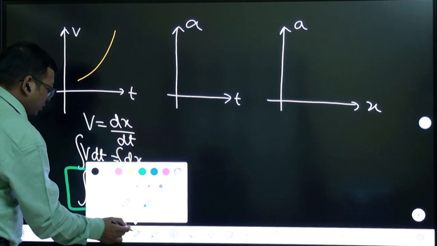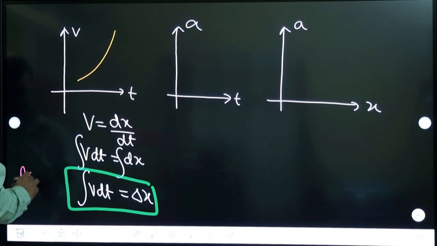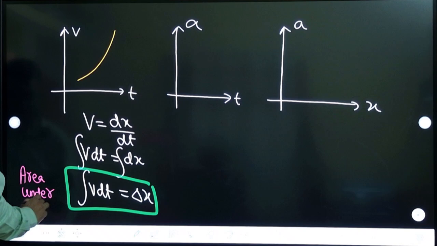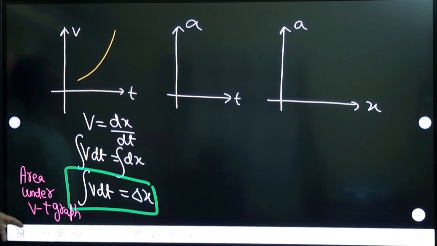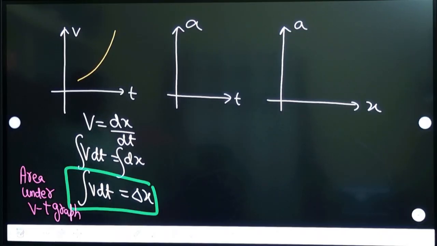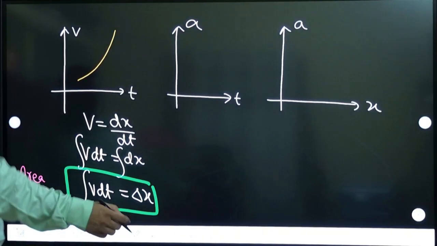So this is the area under the velocity time graph. Area under the velocity time graph will give us displacement. This is the first application you have already seen now.